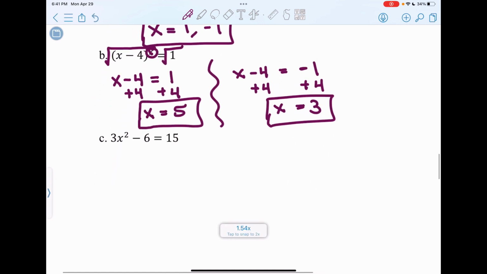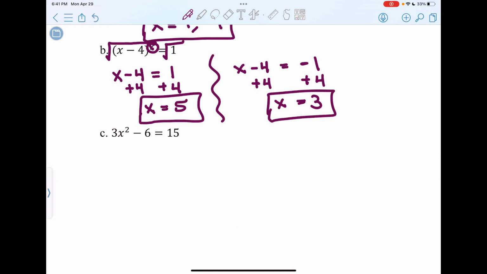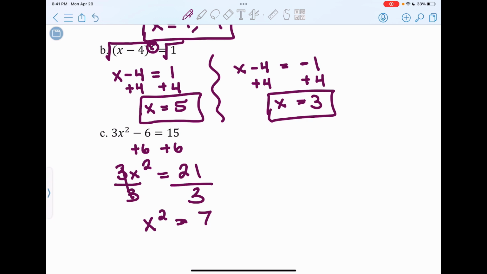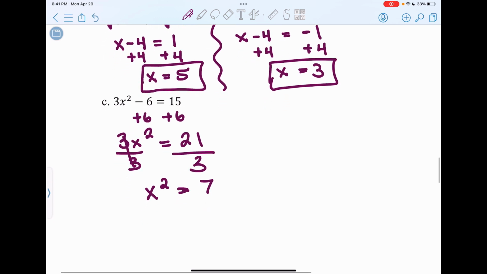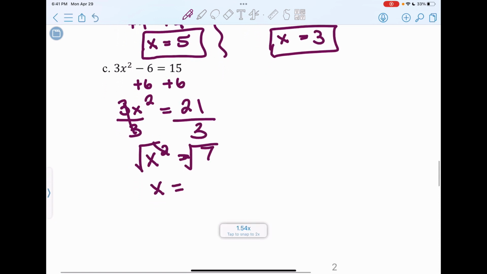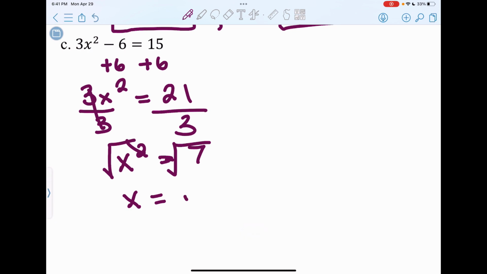And then lastly, once again, I have to get x by itself. So I'm going to start by adding 6 to both sides. And I will get 3x squared is equal to 21. And then to get x squared by itself, I will divide by 3. And I get x squared is equal to 7. And to get rid of the square, I square root both sides. 7 is not a perfect square and cannot be simplified any further. So I'm going to say x equals radical 7 or negative radical 7.